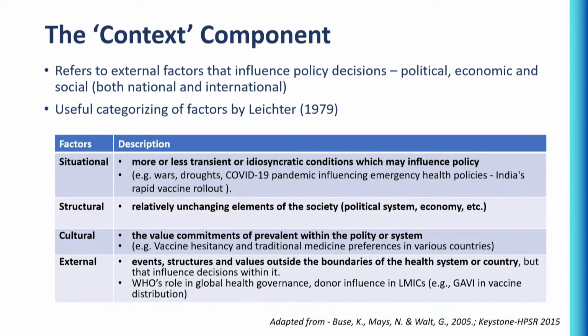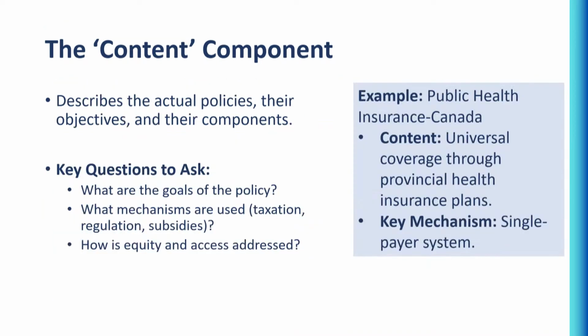Structural: relatively unchanging elements of the society, political system, economy, or even religion as a system could have a structural component. Cultural: the value commitments prevalent within the polity or system, vaccine hesitancy and traditional medicine preferences in various countries. External. Somebody may be interested in understanding only the context component and ask what happened in the implementation process, like how did context influence this whole process, and then he or she may want to look into these factors.